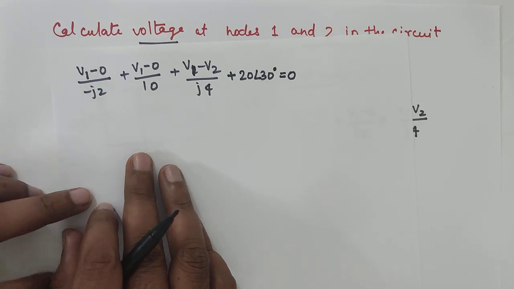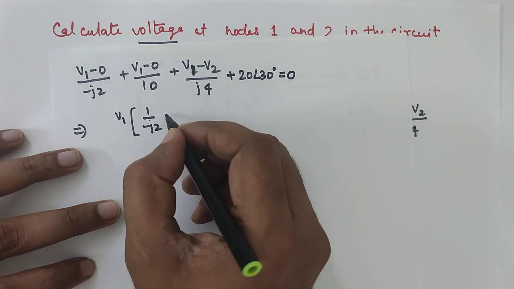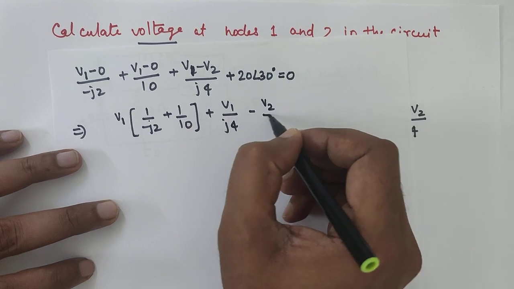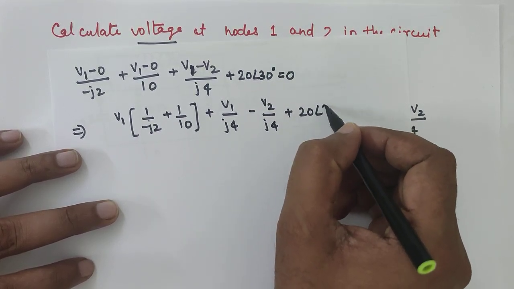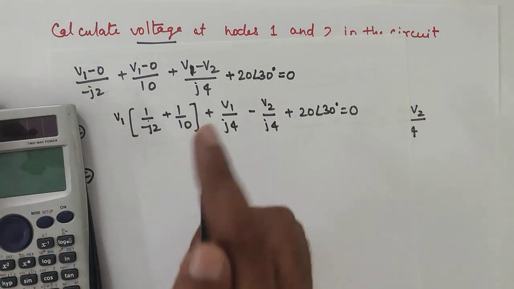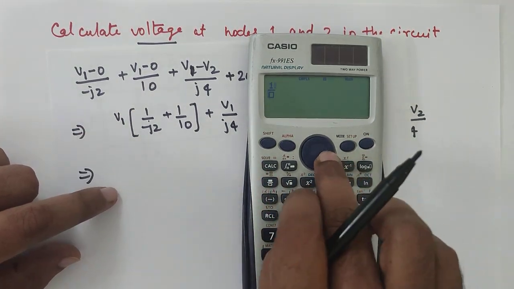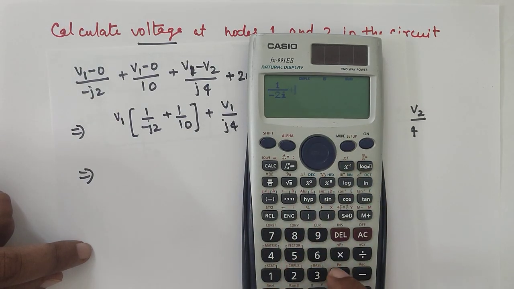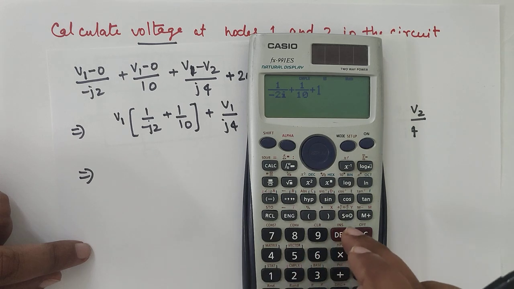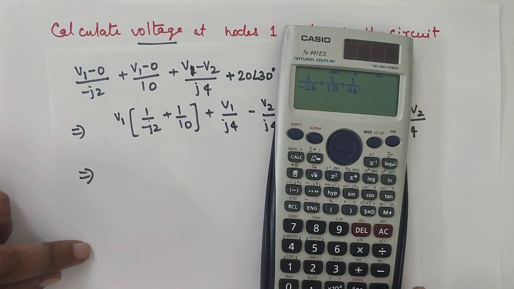So let's first solve this. This is equal to V1 into 1 by minus J2 plus 1 by 10 plus V1 by J4 minus V2 by J4 plus 20 angle 30 degree equal to 0. So V1 by this, if we combine all these three, we have 1 by minus J2 plus 1 by 10, then plus 1 by J4, so 1 by 4J. So this is the coefficient of V1.